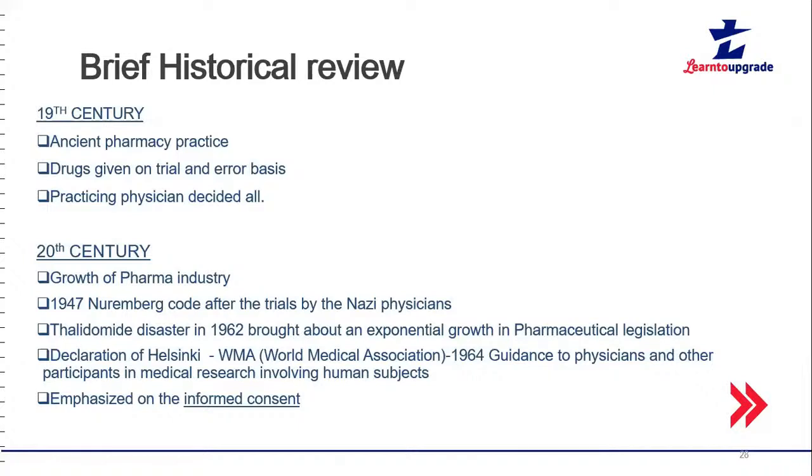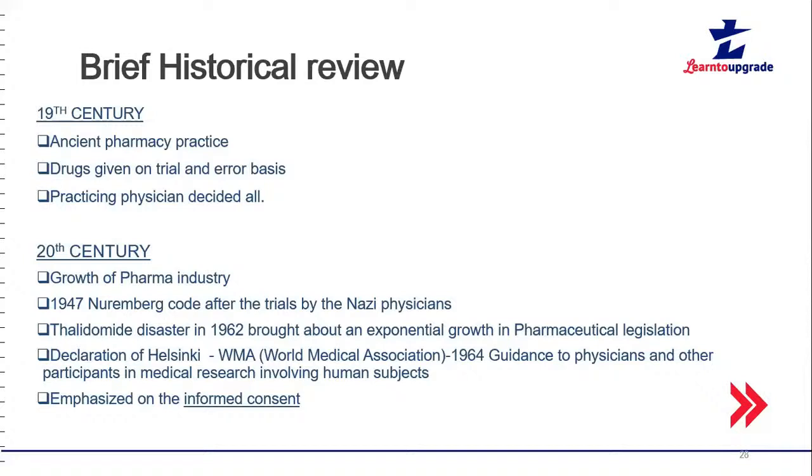After that, in 1962, came the thalidomide disaster. That also gave many guidelines, a very important milestone in clinical history. Then the Declaration of Helsinki, which came because of the thalidomide disaster. Helsinki is a particular geographical place in the world, where some important guidelines called the Declaration of Helsinki were finalized. The World Medical Association provided them in 1964, important guidelines to be followed for the ethical conduct of clinical trials.